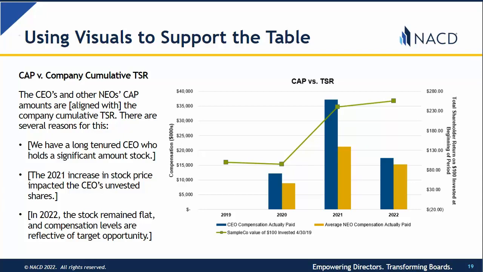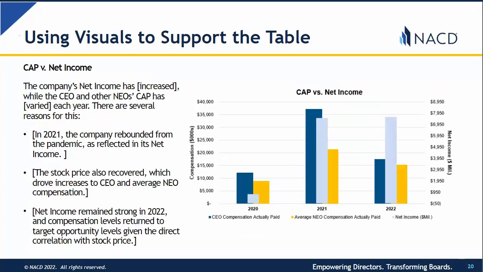So if we look at another quick example, here is what you could potentially do for CAP versus net income. Clean, simple bar chart to show this, you can't see my air quotes, but the quote unquote relationship between CAP and this particular financial measure. Maybe the scenario here is that the company's net income rebounded after the pandemic, and as a result, so did the stock price, which, as we know from the prior slide, had an impact on unvested shares and therefore shows the alignment.